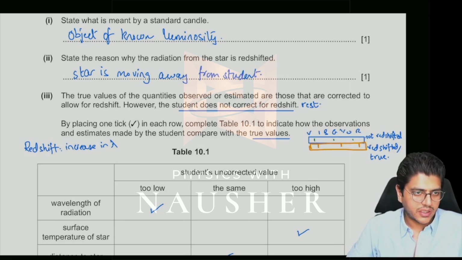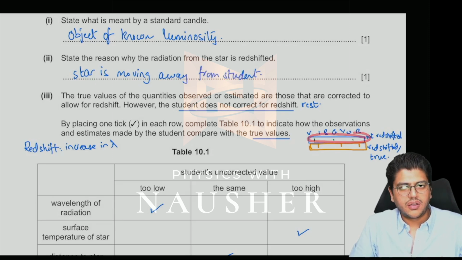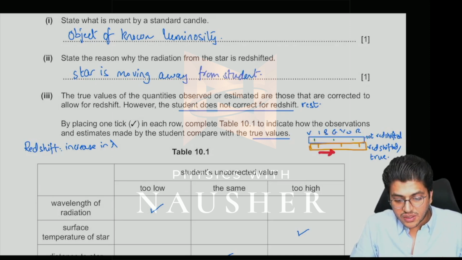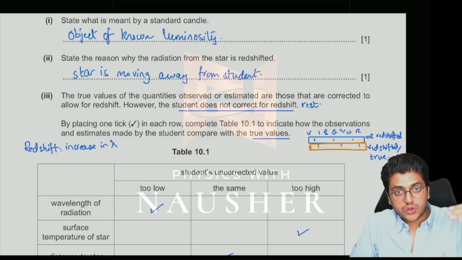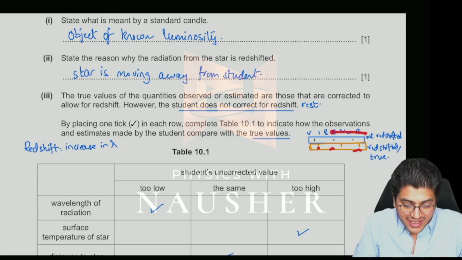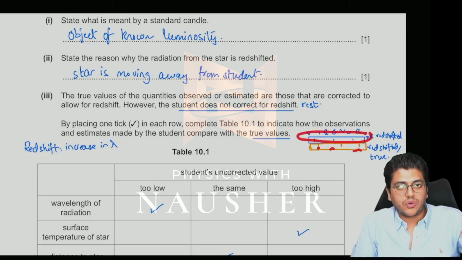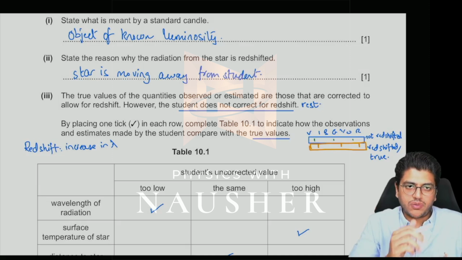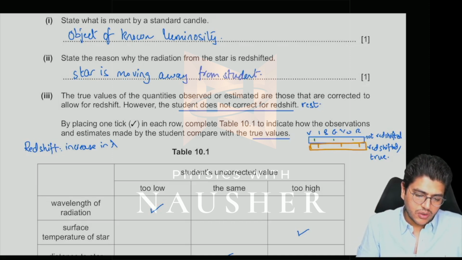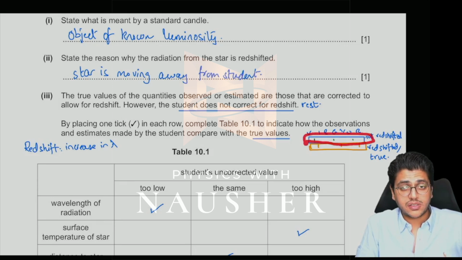Place one tick: is this student's uncorrected value too low or too high? The student is here. The true value is this. So is the true value more or less? The true value is going to be more. So the student's uncorrected value is less than the actual wavelength. So too low, because this is what the student has given us.